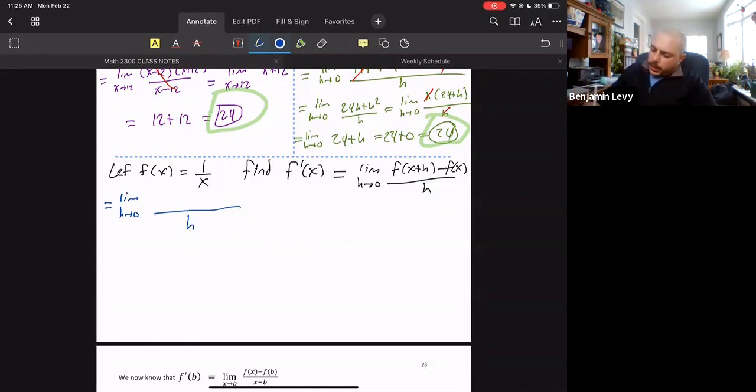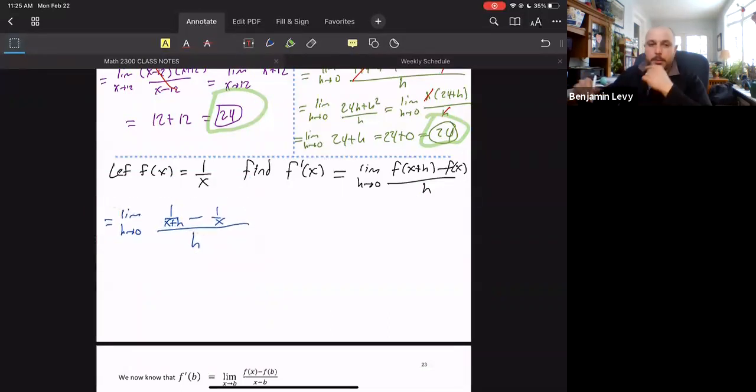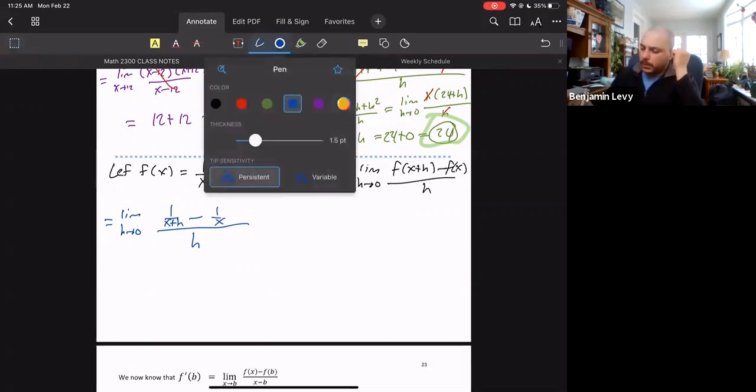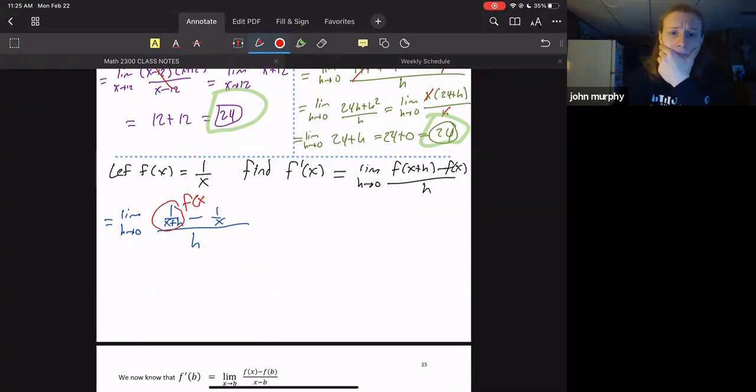So it should look like this. What do you think about that? Let me move it out of the way here so we can see it a little better. I can do details on this part if you want. Does anyone want to see me do this part? This is f of x plus h. Yes, I'd like to see you do that.